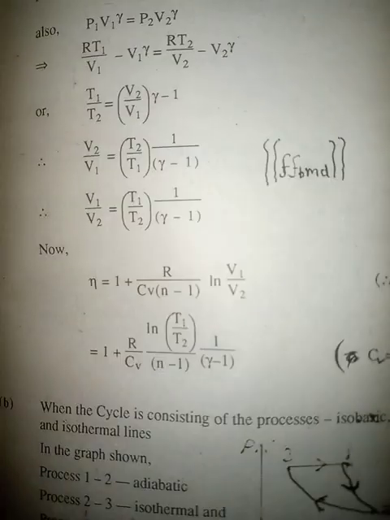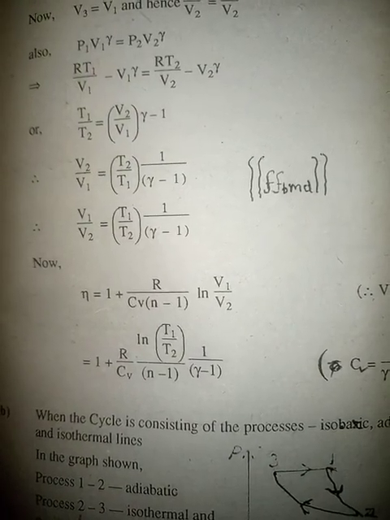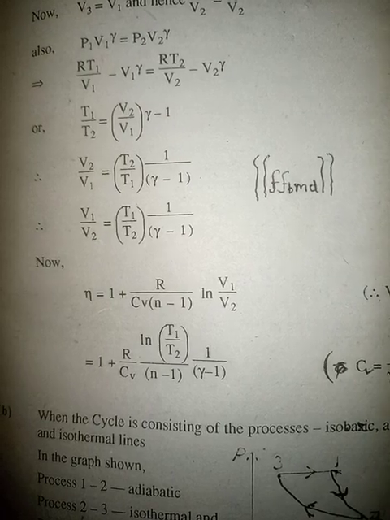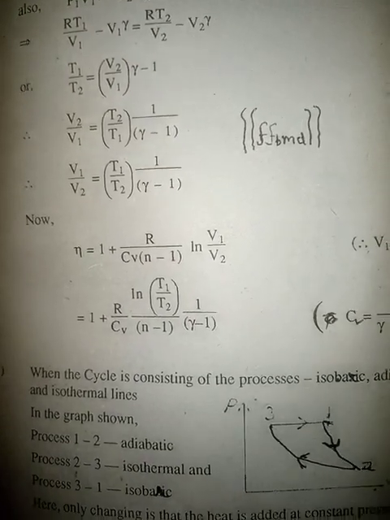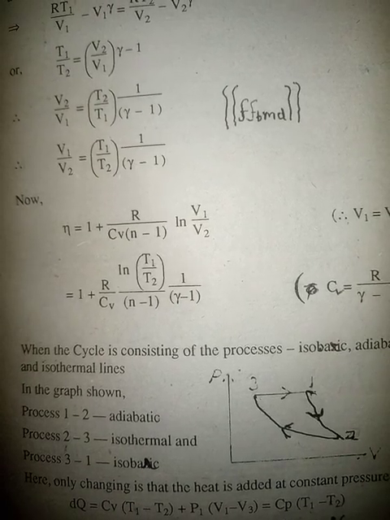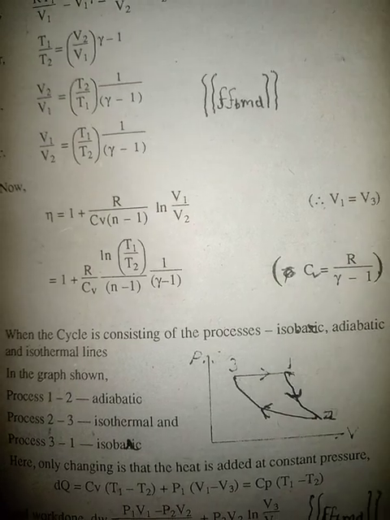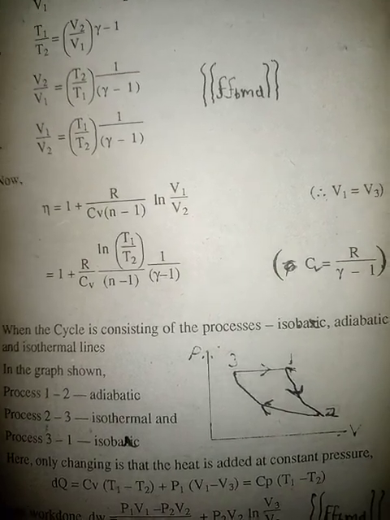Hence eta equals 1 plus R by CV into (N minus 1) into log V1 by V2, equals 1 plus R by CV log (T1 by T2) to the power (gamma minus 1), divided by (N minus 1), since CV equals R by (gamma minus 1).